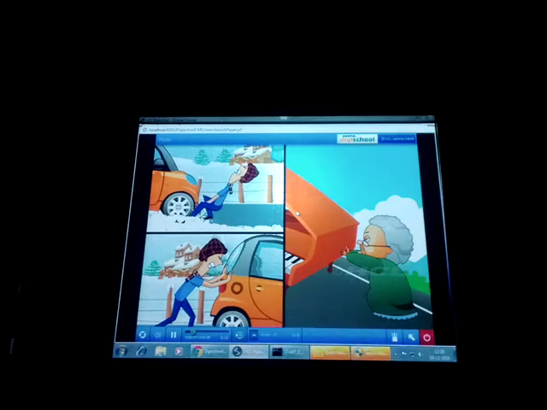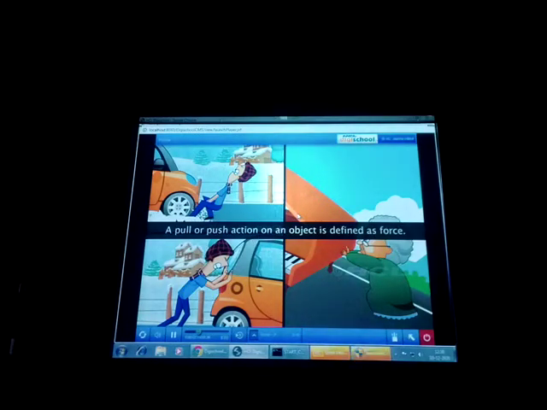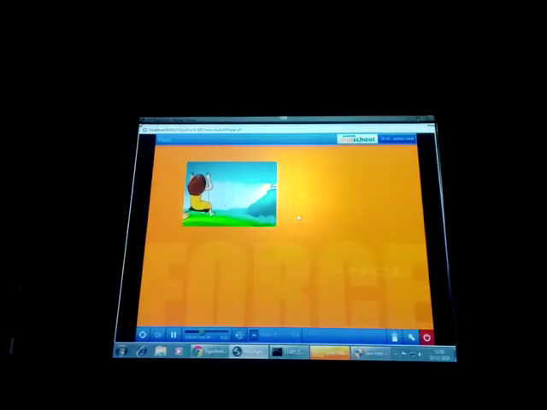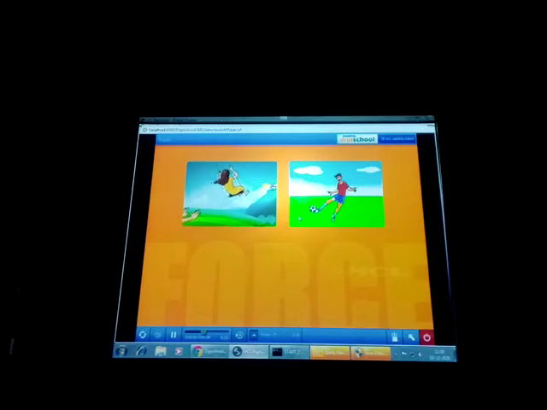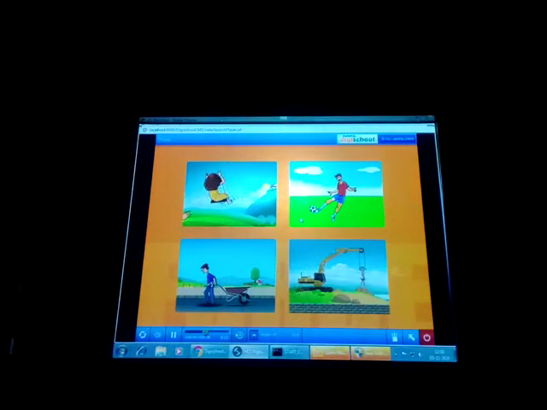The man pulled and pushed the car to set it back in motion, while the woman pushed against the piano to stop it from sliding. A pull or push action on an object is defined as force. Setting a swing in motion, playing a football match, pulling a heavy load, and the working of machines are all a result of the application of force.